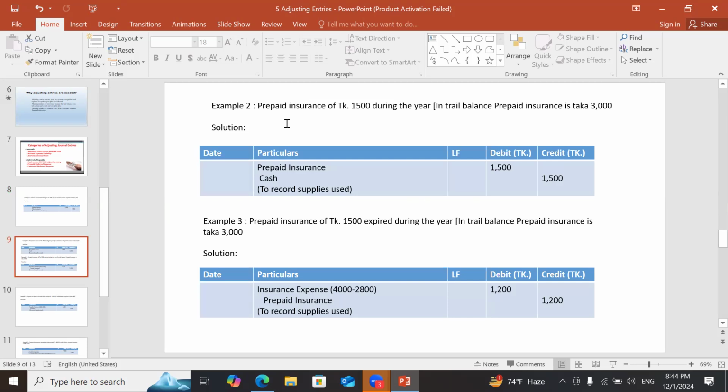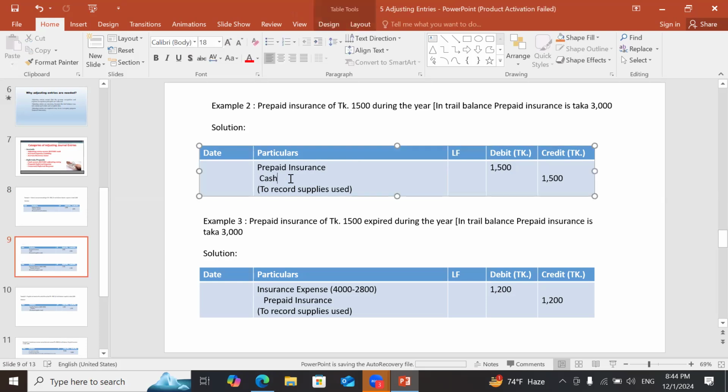Example number two, prepaid situation. Prepaid insurance of taka 1,500 during the year. In this year, prepaid insurance. So prepaid expense is always an asset. Prepaid insurance debit and cash credit. Insurance paid in advance. Okay, paid in advance. So prepaid insurance debit and cash credit.